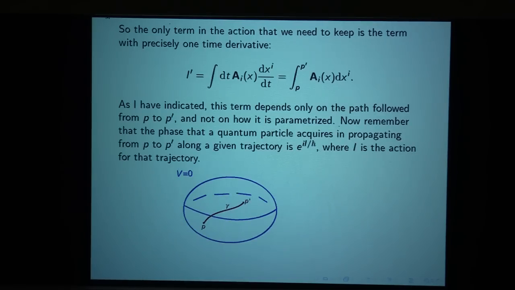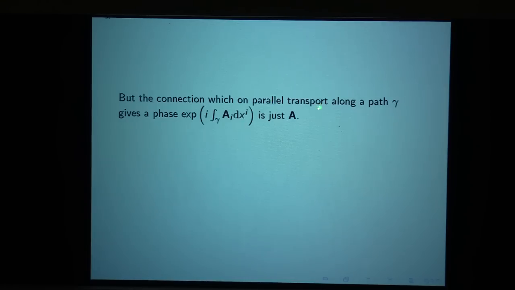Now remember, the phase that a quantum particle gets in propagating from P to P prime along a given trajectory is the exponential of I times the action, where I is the action for that trajectory. And the only term in the action we need is this one. So for us, this phase is just the exponential of I times the integral of bold-faced A along the path. But the connection which on parallel transport along a path gamma gives a phase that's the exponential of I times the integral of A over gamma is just A.